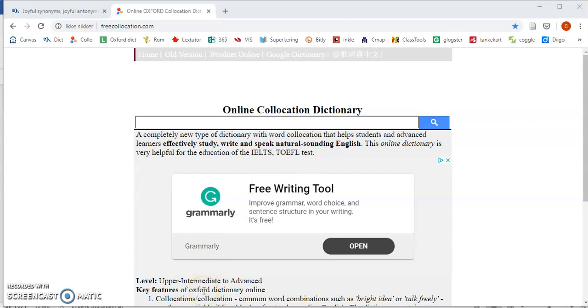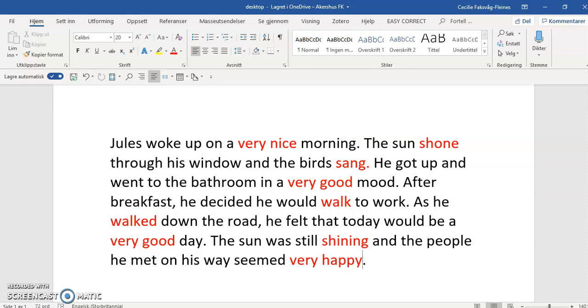So if we look at this tool then, how can we use it? Now I have this text that I've written with lexical teddy bears and repetitive expressions. I want to try and use this dictionary instead of using a thesaurus or a bilingual dictionary to improve it. The tricky thing here is that I have to get used to looking up other words. So if I want to replace very nice, I can't look up nice. I have to look up the word that nice says something about.